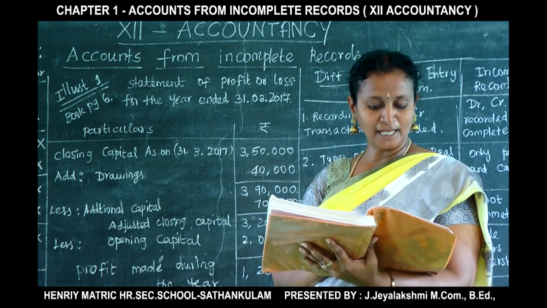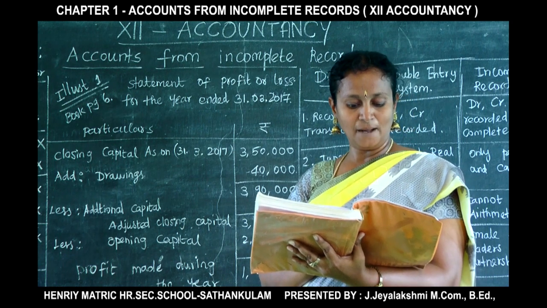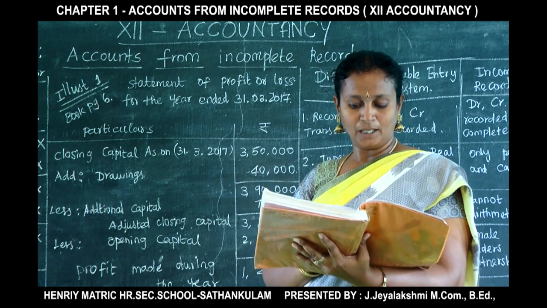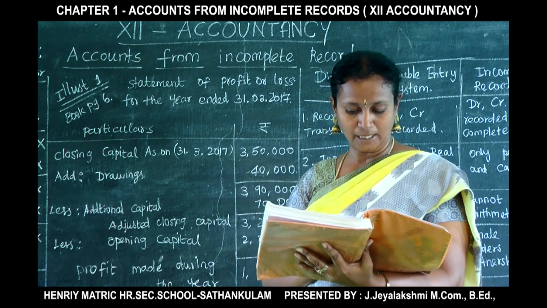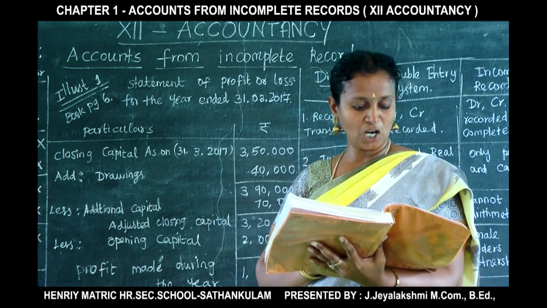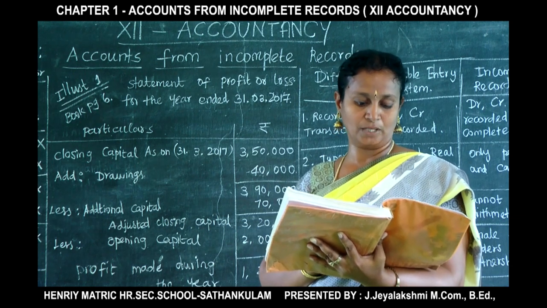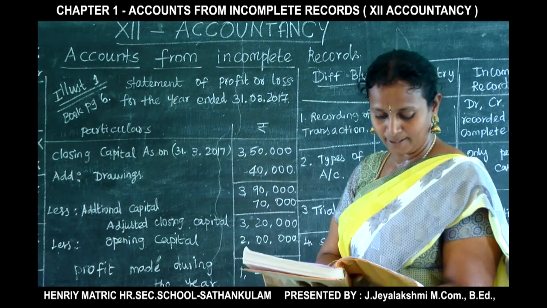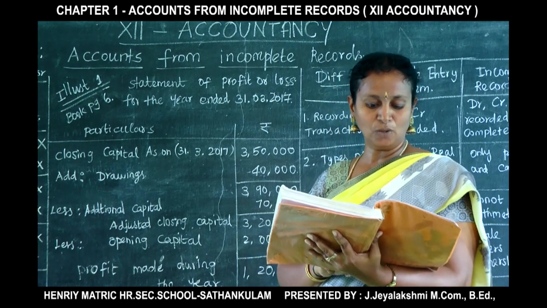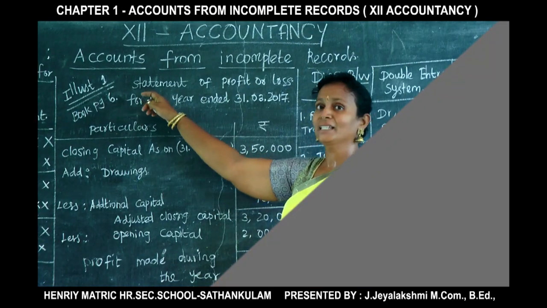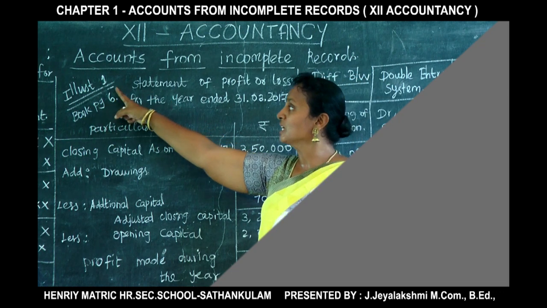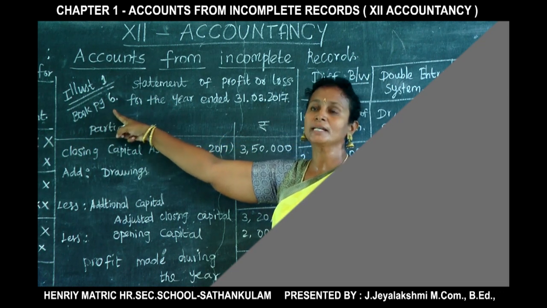Then capital at the end of the year, 31st March 2017, is 3,50,000. Next, additional capital introduced during the year is 70,000, and drawings during the year are 40,000. By this instruction, we are going to prepare the profit and loss account. Now, by the information, we are going to see illustration 1, page number 6.